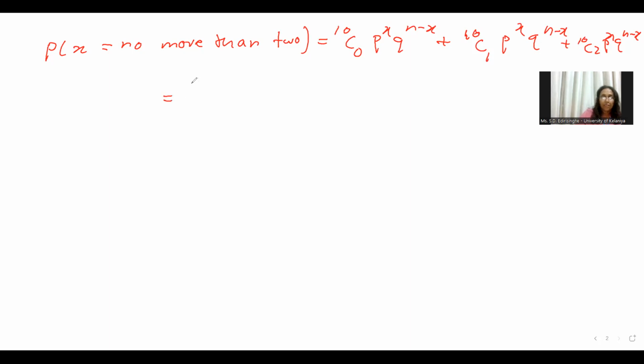That means 10C0. You know how to simplify 10C0.